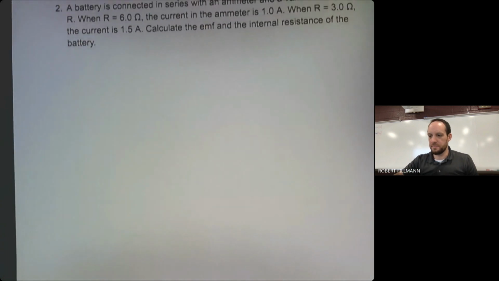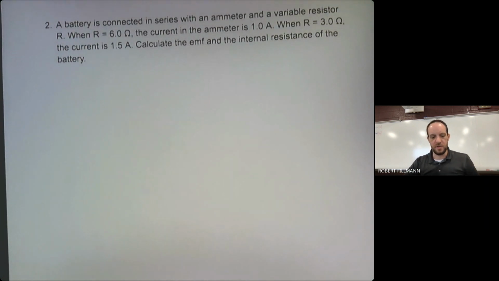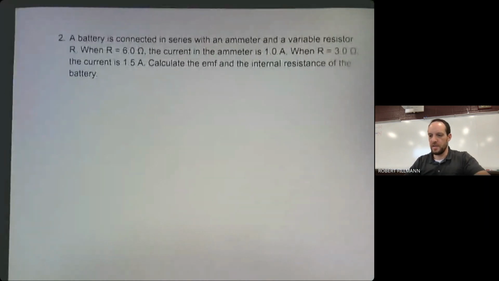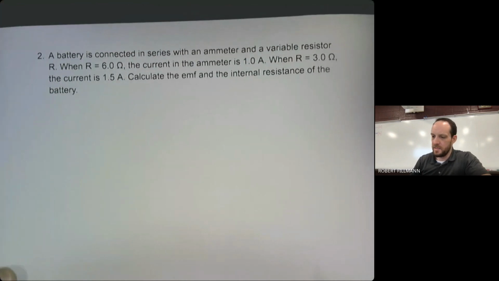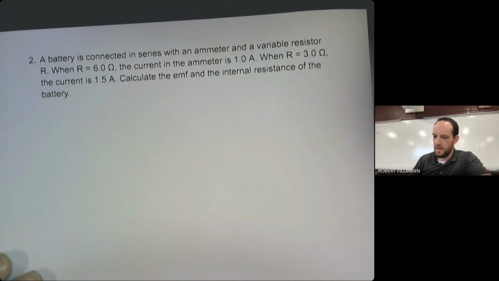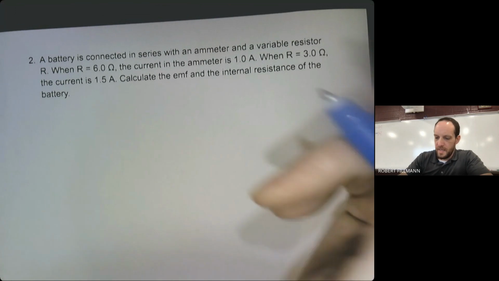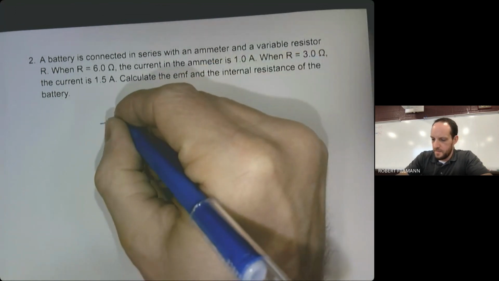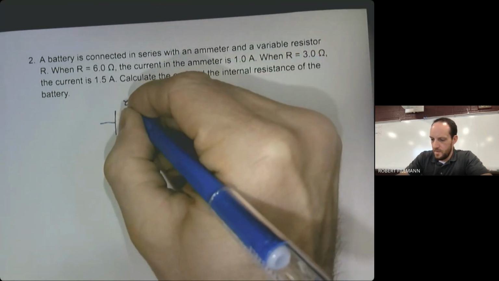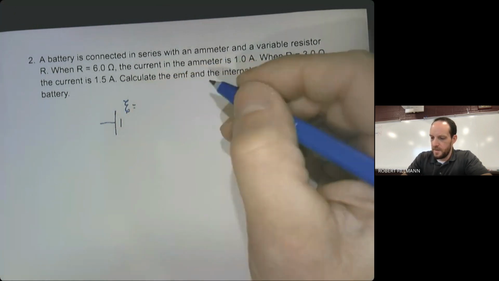Okay, flip your page over. We're almost done. Final question. We get to draw our variable resistor circuit here. A battery is connected in series with an ammeter and a variable resistor R. Again, let's draw that thing. Okay, so we'll draw our battery, which is our EMF.